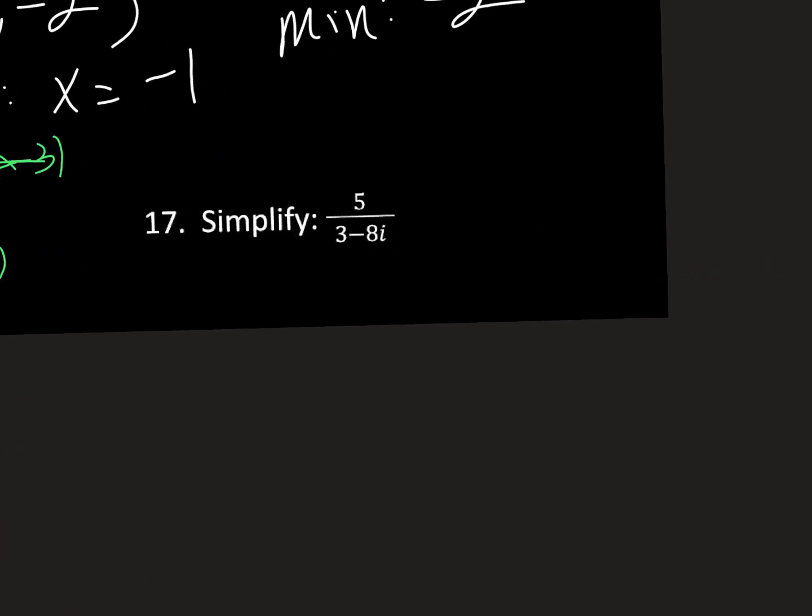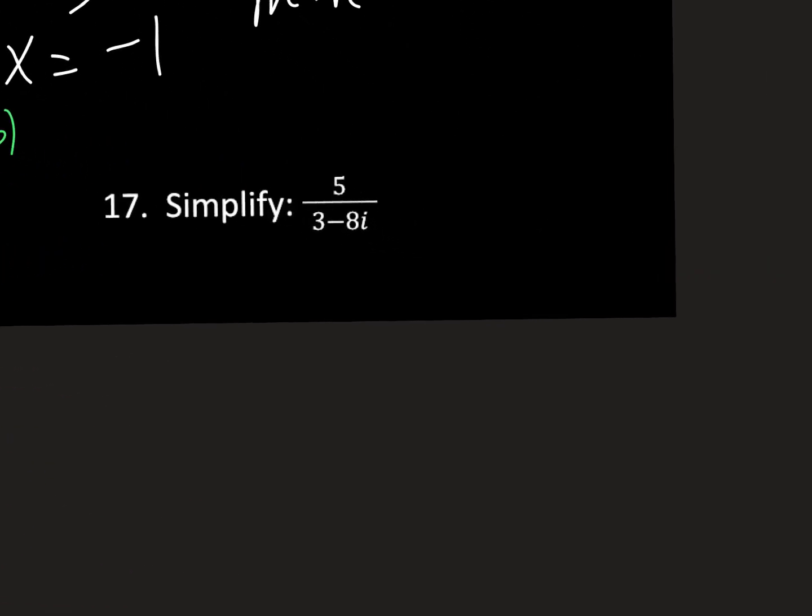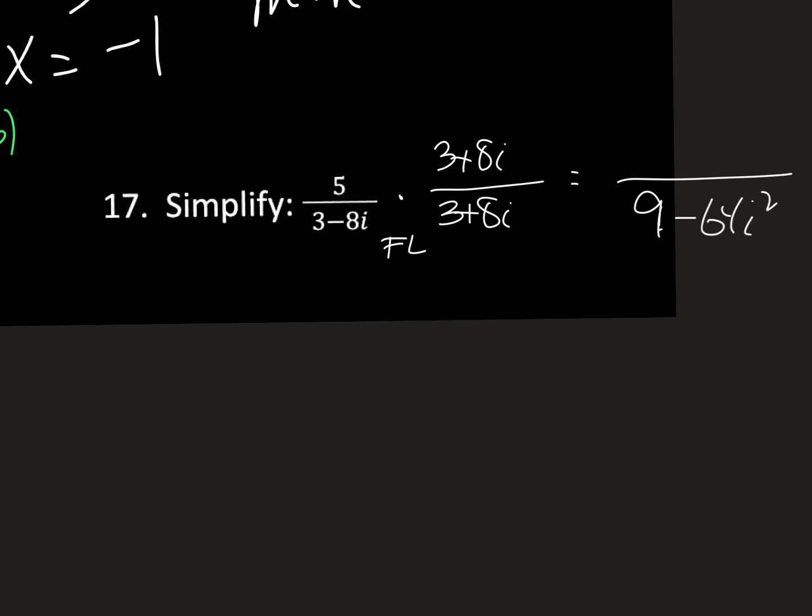Last one, 17. Simplify. You cannot leave that i in the denominator because it's a radical. So multiply by the conjugate, which is 3 plus 8i. Top and bottom. Now the bottom, remember you can just do FOIL because there's a conjugate. So do 3 times 3, which is 9. Negative 8i times positive 8i is negative 64i squared. Don't forget i squared is really negative 1, which makes that really plus 64. 9 plus 64 is 73.